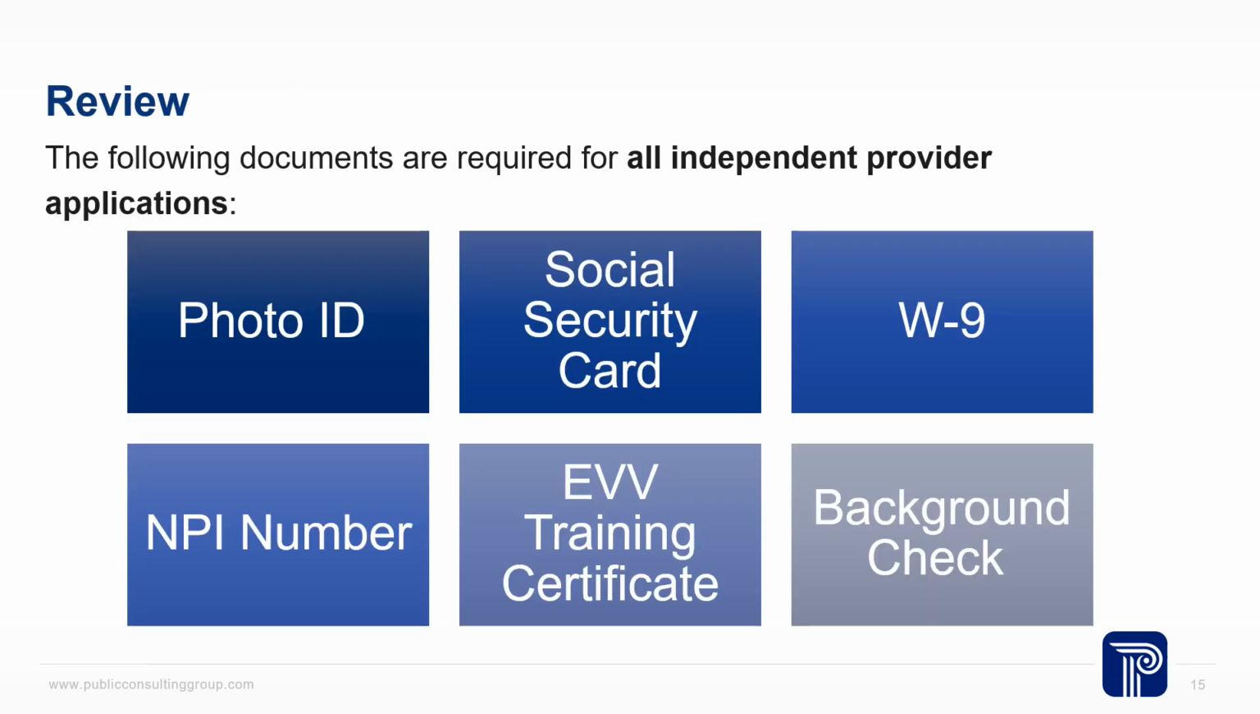As a review, all independent providers require the following documents: a photo ID, Social Security card, W-9, EVV training certificate, NPI number, and a background check. If you have not been an Ohio resident for at least 5 years, you will also need an FBI check.